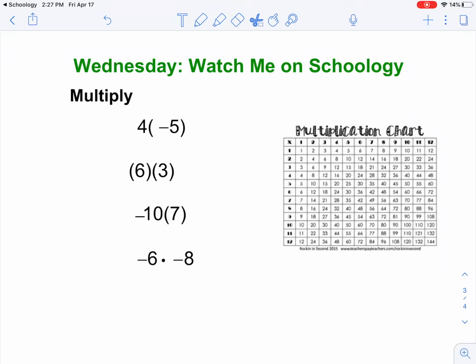Today we're going to keep working on multiplying integers. So the first one we have says 4 times negative 5. First I want you to use your chart and just do 4 times 5. So find 4 and 5. And our answer is 20, okay? So I'm going to write 20 over here.